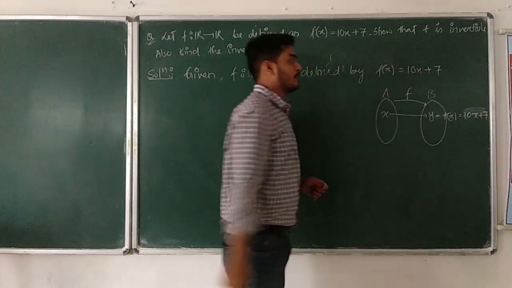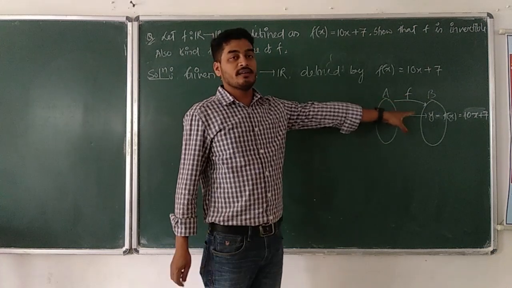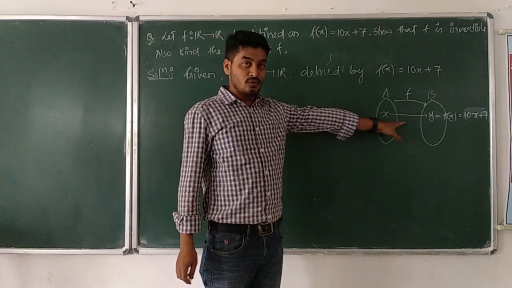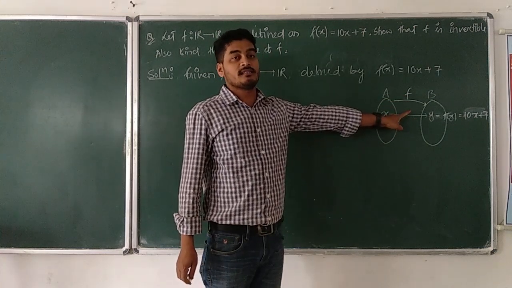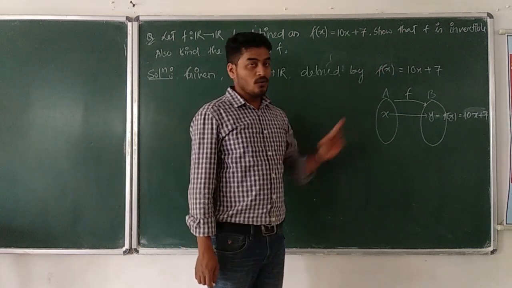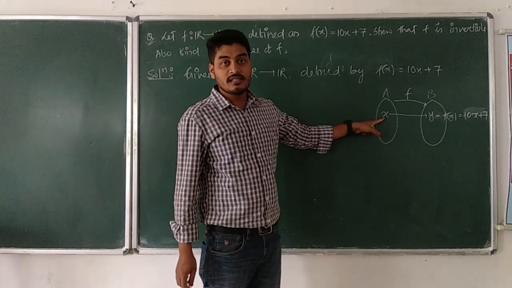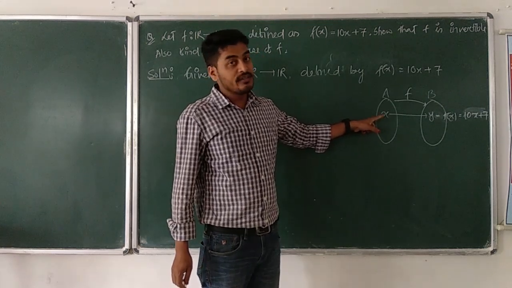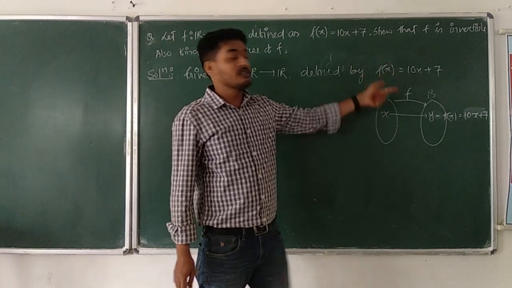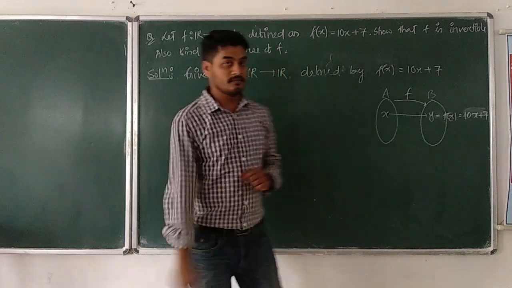So listen carefully. That means under the function f, what is the image of x? The image of x is y, or y can also be written as f of x. And here f of x is given as 10x plus 7. Whatever real number you will consider here in place of x, for that real number you will have the image using this property. Using this property you can easily find out the image of that number.